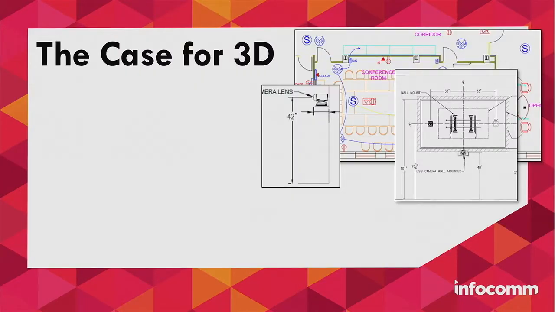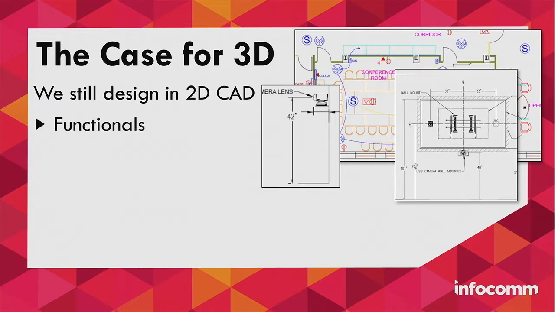So for 3D, we're not trying to replace 2 dimensions. We're still going to have CAD drawings. We're still going to need functionals. We're still going to need to show where this box is connected to this box with a line through it. There's no need for 3D here. There's no need for 3-dimensional elevations necessarily. You can still communicate how high a display is off the finished floor. You can still communicate how far the camera is going to stick out of the wall. You don't need anything fancy for that.